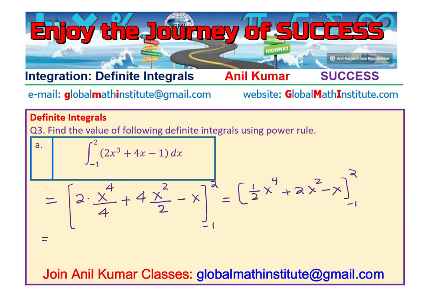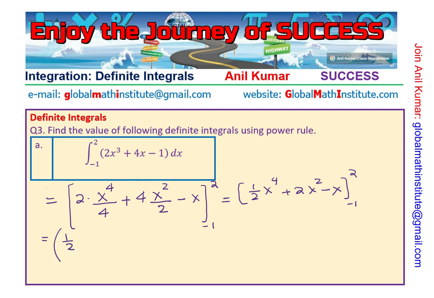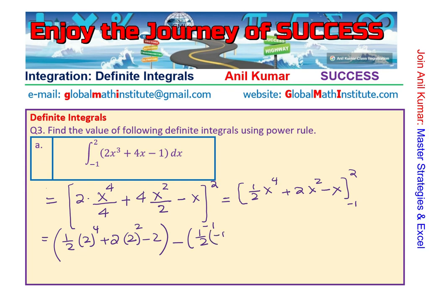So this will be half x to the power of 4, x is 2, 2 to the power of 4, plus 2, 2 squared, minus 2, right? So this is the first value. Take away half, now we'll write minus 1 to the power of 4, plus 2 times minus 1 squared, minus minus 1, right?